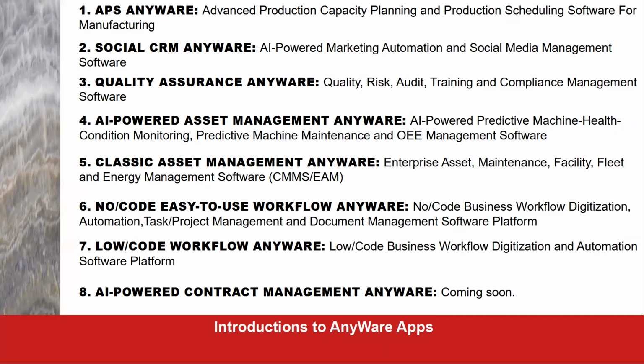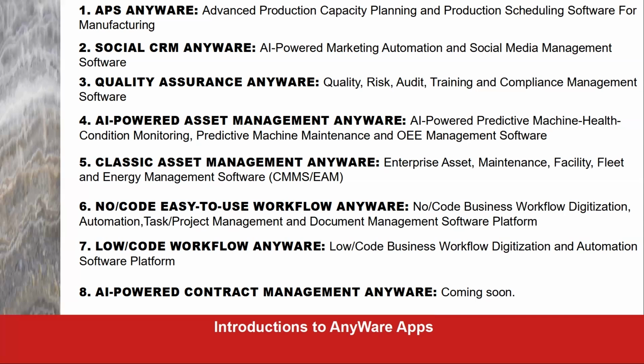If you are looking for a more traditional CMMS system, EAM system, we have Classic Asset Management Anywhere, that is an enterprise asset maintenance, facility, fleet, and energy management software system. You can manage your machinery, equipment, your fleet, your buildings in this software system. You can also manage your periodic breakdown and fix and preventive work order operations in the software.